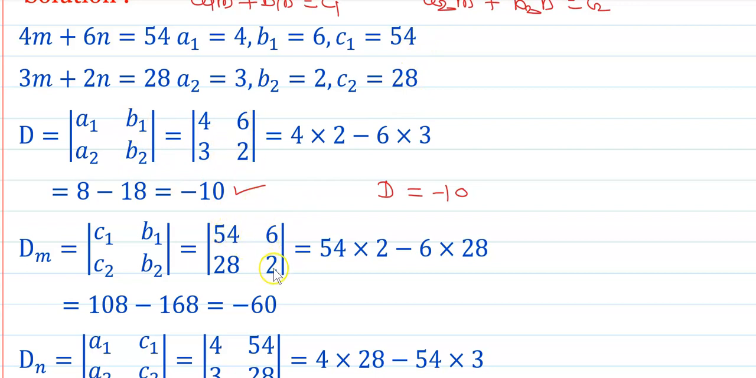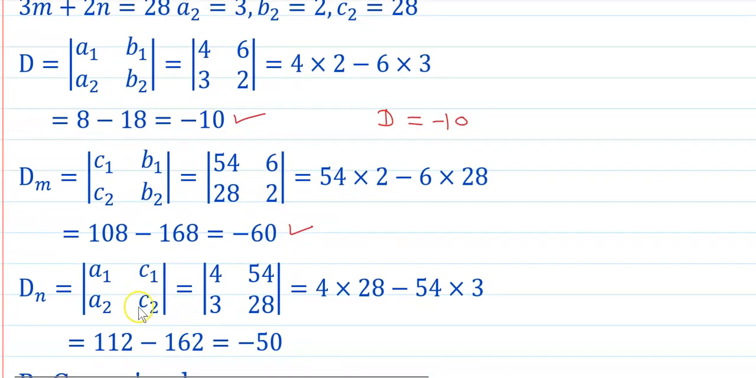54 into 2 minus 28 into 6. Then 54 into 2, you will get 108. 6 into 28, you will get 168. 108 minus 168 is minus 60. And hence DM is minus 60. What about the DN? Keep A1, A2 as it is. Okay. And therefore 4 and 3, and C1, C2 means what? 54 and 28. 4 into 28, okay, 112. 54 into 3, 162. Then you will get minus 50.